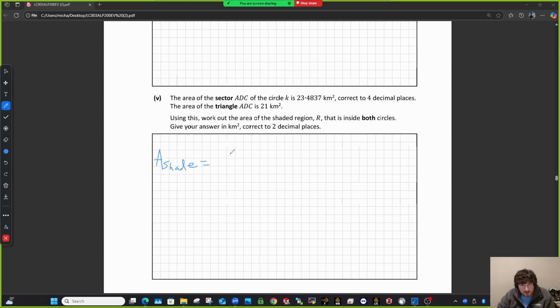So they gave us the first sector, 23 to this many significant figures. So we'll try and keep that many significant figures. Take away 21. Yeah, take away 21. So that's the sector minus the triangle, plus us take away our sector and triangle.